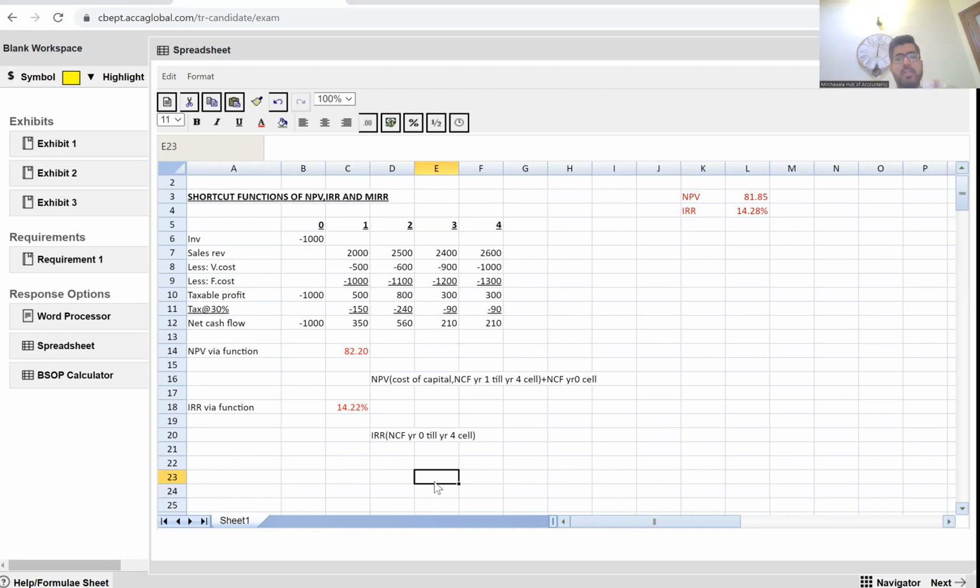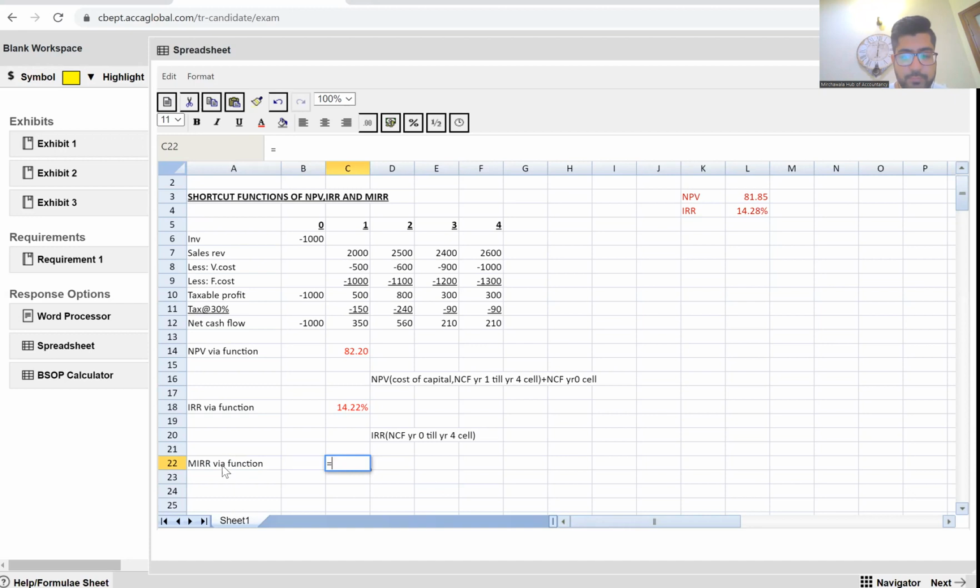NPV via function equals to NPV, cost of capital percentage, comma, NCF till year 1 to year 4, bracket close, plus NCF year 0. You get NPV. IRR via function equals to IRR, bracket open, NCF year 0 to year 4. Okay. And if you need to find MIRR, this also takes a hell of a lot of time. Those who have studied MIRR know that. Such a long formula. Leave it.